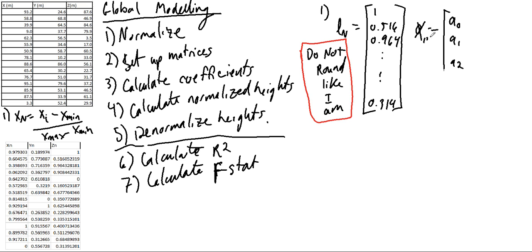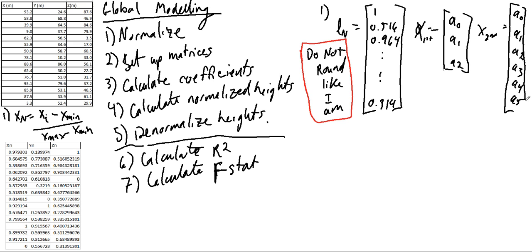This is for first. If I'm doing a second order, it's going to have more. It's going to have A0, A1, A2, A3, A4, and A5. And that's going to be the coefficients that it has.